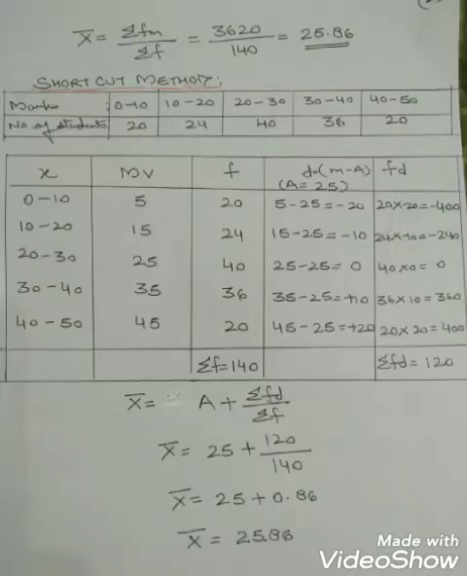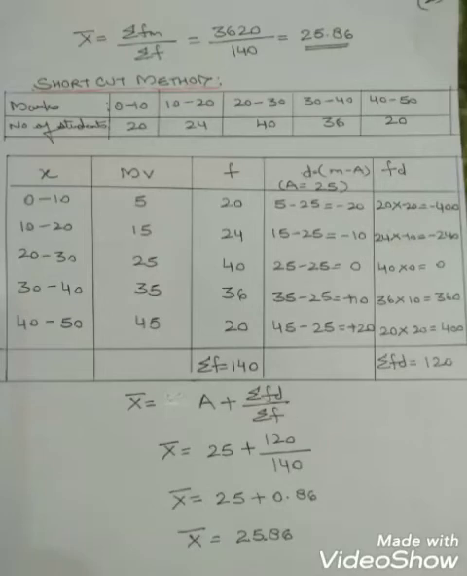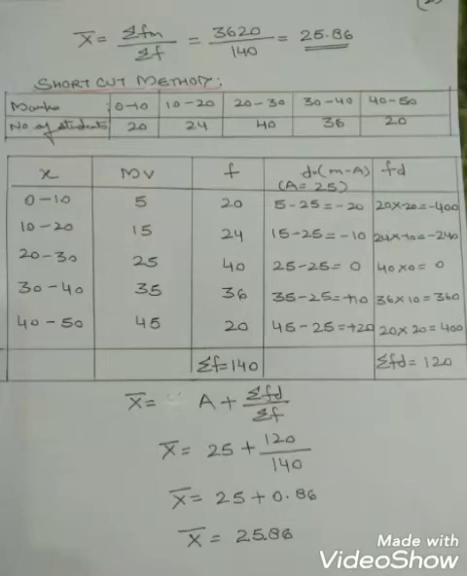Now we are going to plug this figure into a formula. Formula goes like this: arithmetic mean equals A plus sigma FD upon sigma F. So your A is 25, sigma FD is 120, sigma F is 140. If you divide 120 by 140, you get 0.86. So arithmetic mean equals 25 plus 0.86, that comes to 25.86. So children, this is how we are able to calculate the mean by the shortcut method.